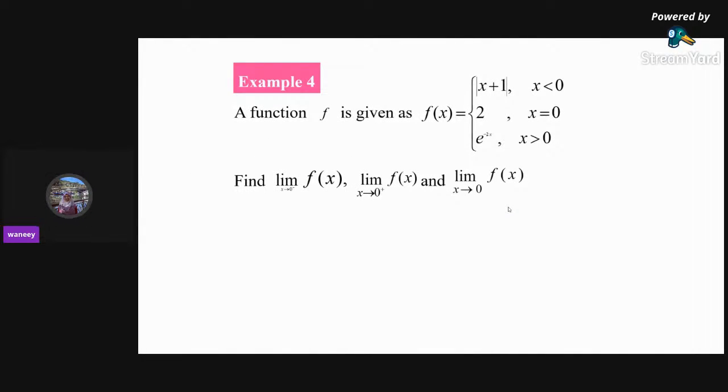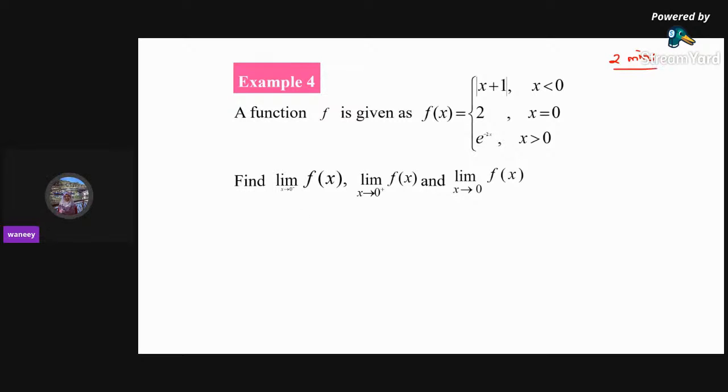Okay, so example 4, a function f is given as f(x) equal to the modulus of x plus 1 for x less than 0, 2 for x equal to 0, e to the power of negative 2x for x greater than 0. Okay, so now find out the limit for x approaching 0 on the left hand side for f(x), the limit for x approaching 0 on the right hand side for f(x), and then the limit as x approaching 0 for f(x). Okay, so I'll give you a few minutes for you to answer them, perhaps around 2 minutes.